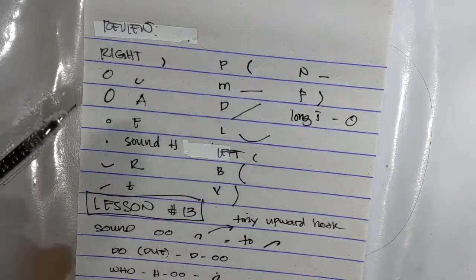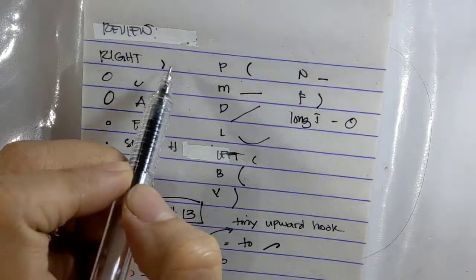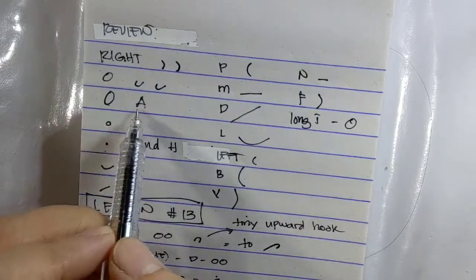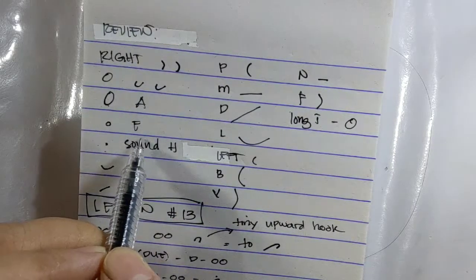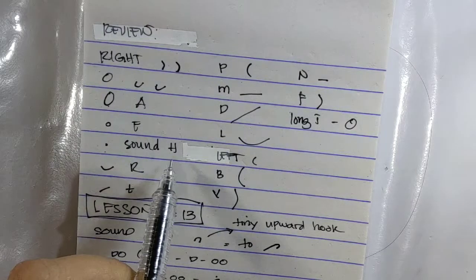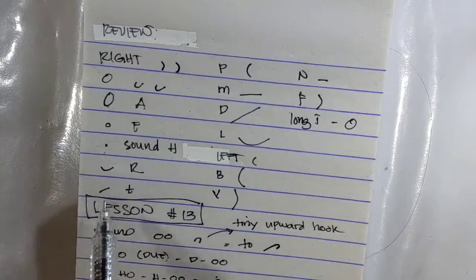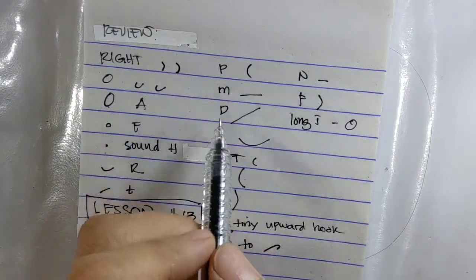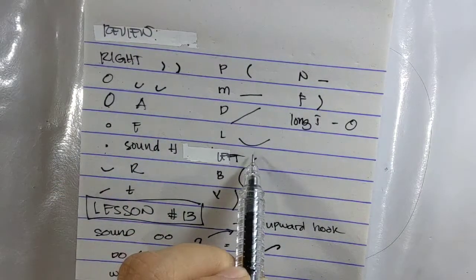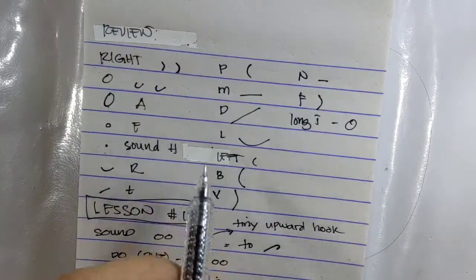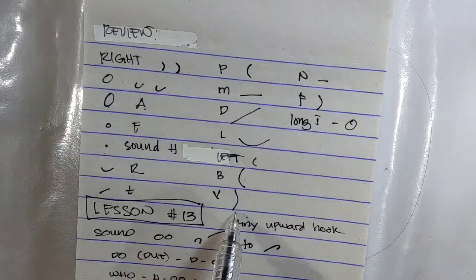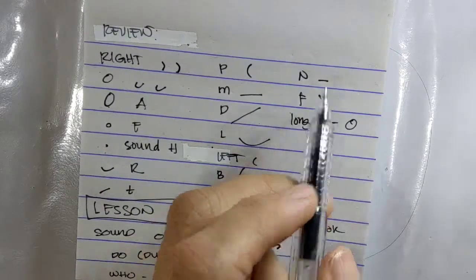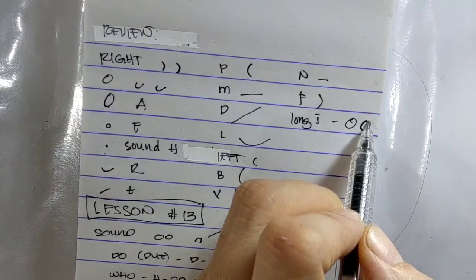Okay, so we discussed the right S. This is the right S, like that. Then the letter O. This is for letter O. The letter A. The letter E, a tiny circle. Then a dot, it is the sound of H. Then letter R, letter T, letter P, letter M, letter D, letter L, and then the left S, the letter B, the letter V, the letter N, the letter F, and then the long I. So it is written as a circle, then broken.